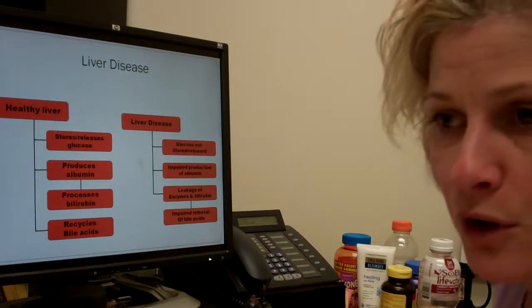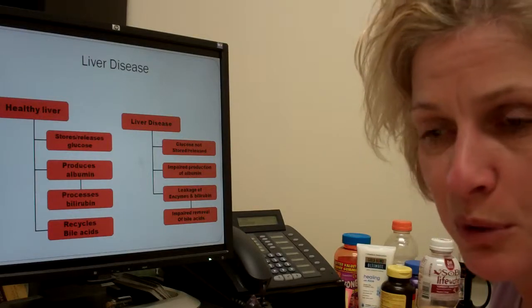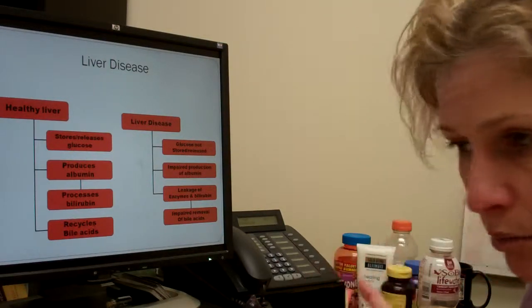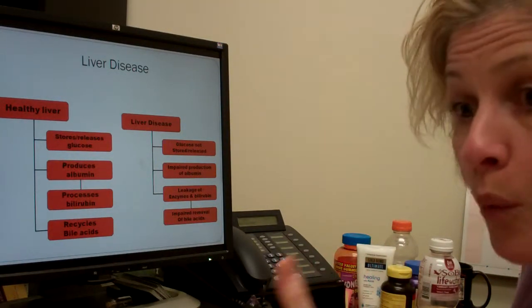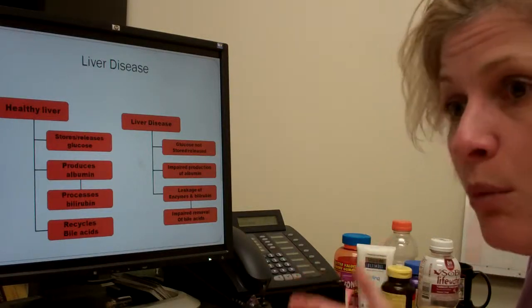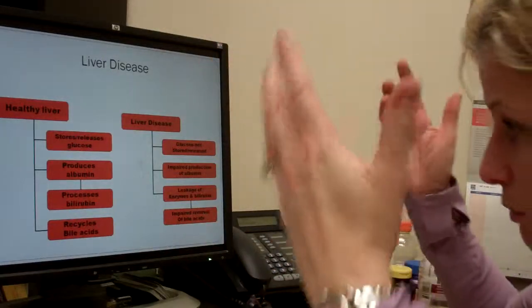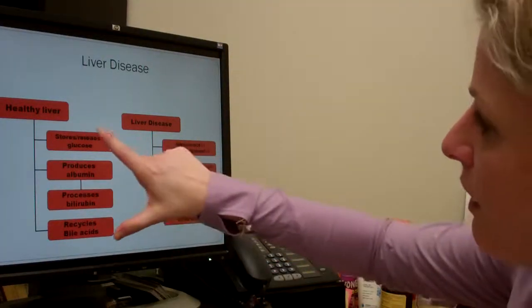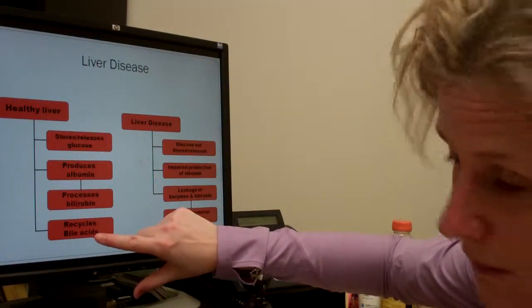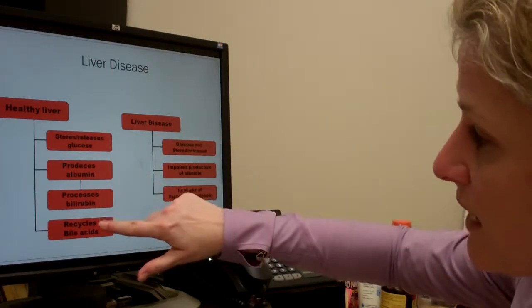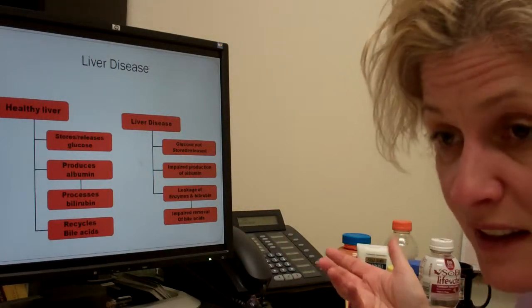So think of if you put recycling out for the garbage people to pick up. If the recycling plant is not working or backing up, then we're not going to be able to recycle, and all the garbage at the end of your driveway gets more and more and more. So again, these are 4 things that the liver does. There's 1,500 things that the liver actually does.